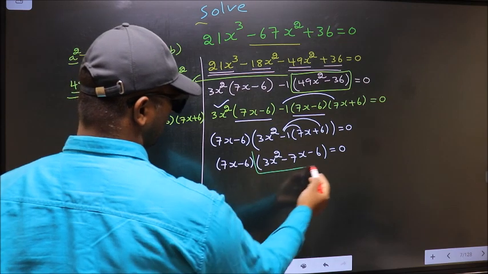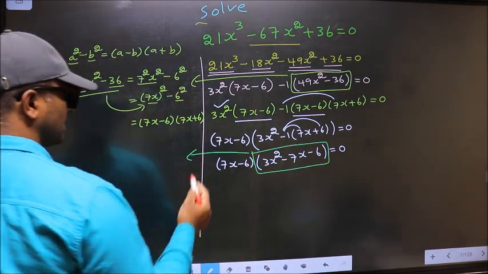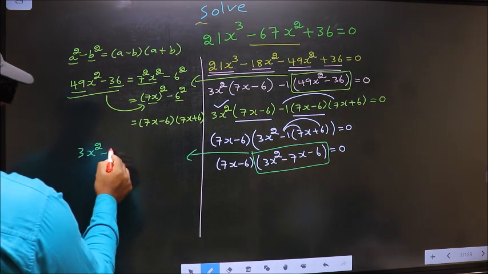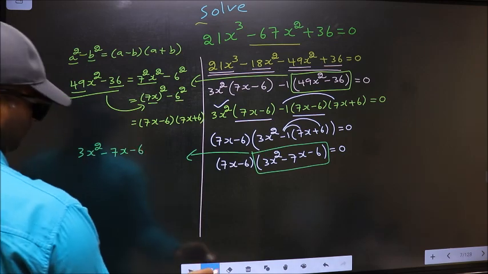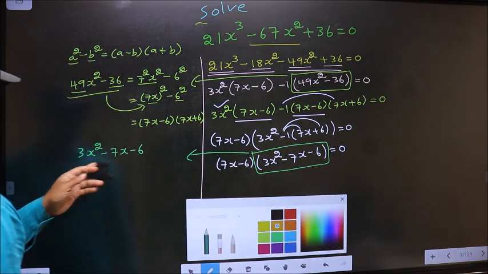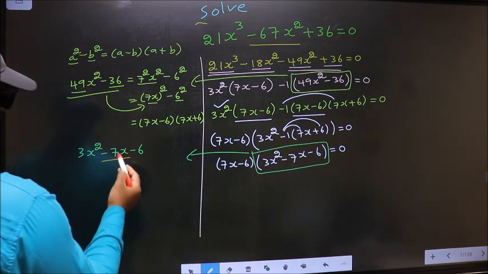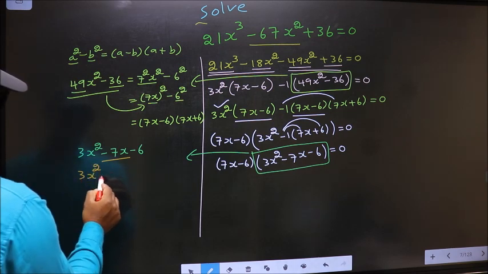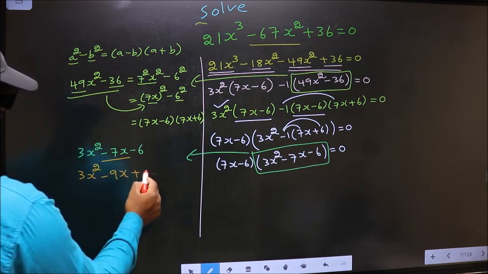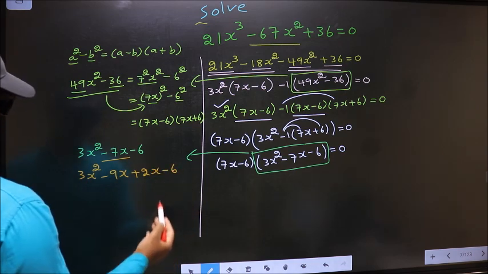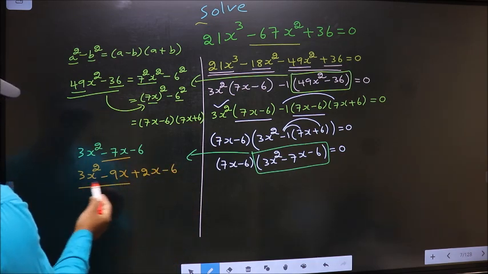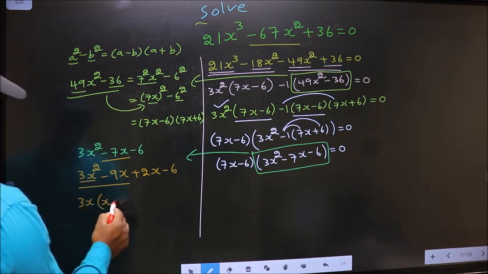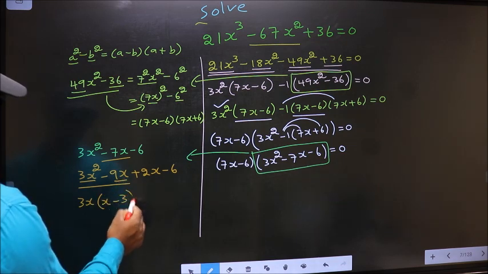Now this quadratic, I will factorize it here. That is 3x square minus 7x minus 6. To factorize this, we should split the middle term, minus 7x. So in place of minus 7x, now I write minus 9x plus 2x minus 6. Next, what can be taken out common from these two terms is 3x. So here you get x minus, from this 3x out you get 3.